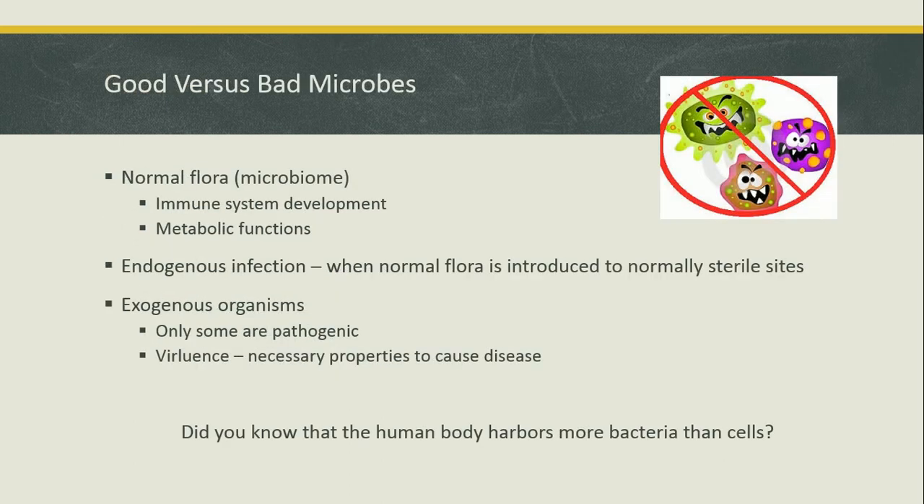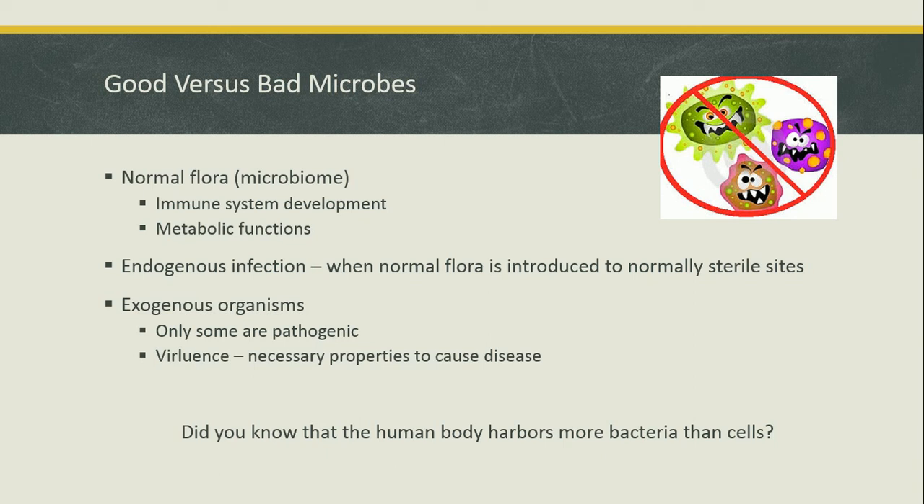What else you need to know? Good bacteria versus bad bacteria, or microbes, I should say. So did you know that we actually have more bacteria than cells on our body, or in ourselves, on ourselves? And all those bacteria that you find on us is what we call normal flora, and what they call in the book your microbiome. It's very important for immune system development because as babies, we actually are born without an immune system. And so as we become exposed to things, that's how our body develops its immune system. And then later on, it becomes important in metabolic functions.